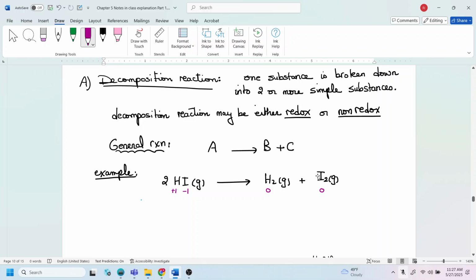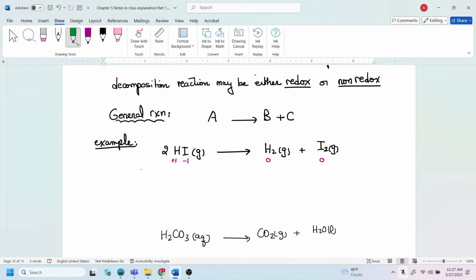These are uncombined elements. So what am I doing here? If you take a look, you would see that hydrogen went from +1 to 0, right? So hydrogen gained electrons. Going from plus to 0 means that hydrogen is gaining. Gaining means reduction, so this is my reduction half reaction. And then iodine, on the other hand, went from -1 to 0. So it lost electrons, and losing means oxidation.